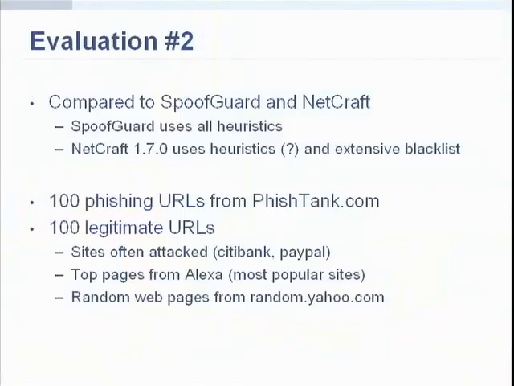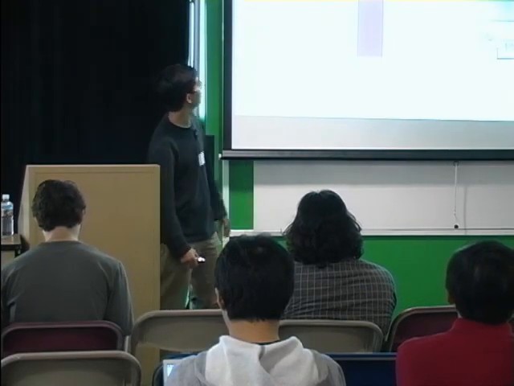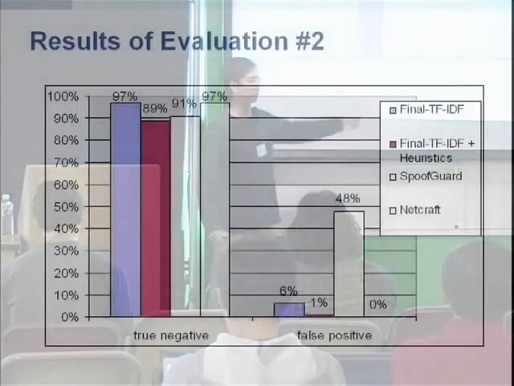We took 100 phishing URLs from fishtank.com again, and this time for the legitimate URLs, we took sites that were often attacked, so we took Citibank and PayPal and some other ones. We also took the top pages from Alexa, the most popular websites, and we also took some random web pages from random.yahoo.com, just to see how well this would actually work. So roughly about 30 in each of these. So the results, again, show how well the toolbar could identify a fake website correctly.